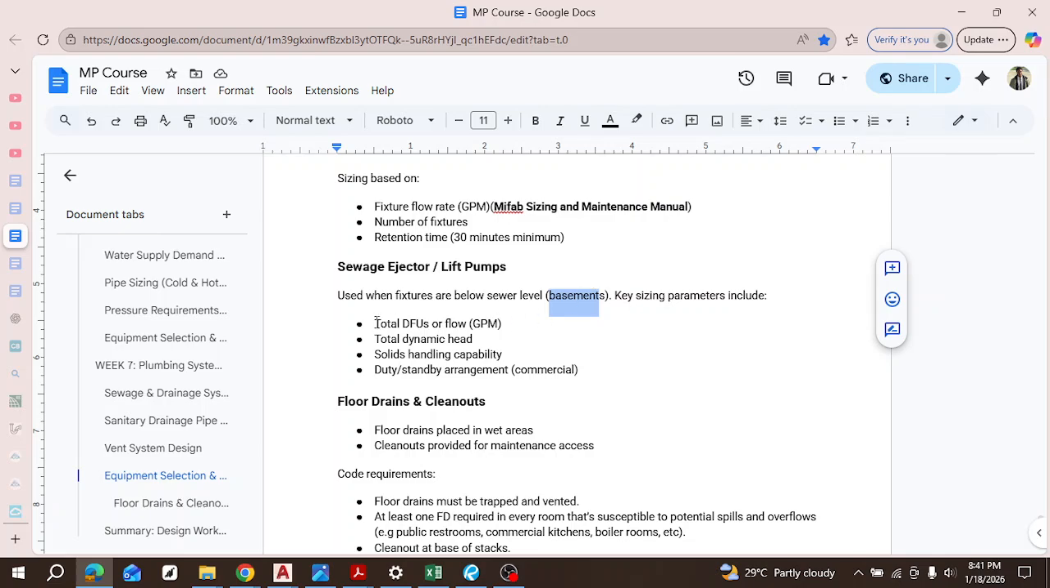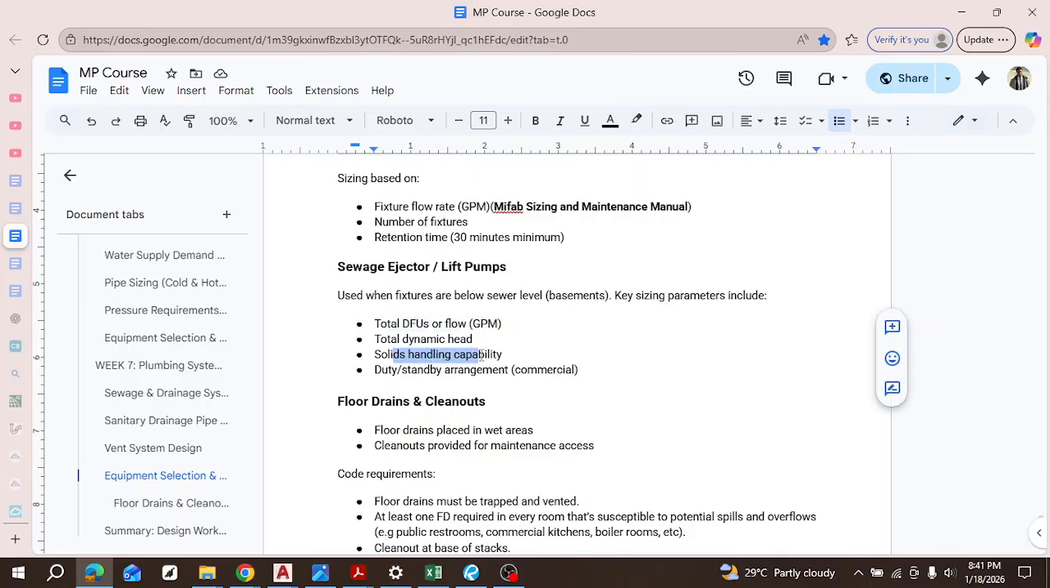So it may not even be directly sewage. It can just be another place where water gathered and you need to get rid of it, right? So that is where this is used. And like we said, when sizing things that deal with pumps or pressure, you have to consider the dynamic head, right? So you take the number of DFUs of flow. This gives you an idea of the volume that's flowing into that place, and then you're able to size accordingly.